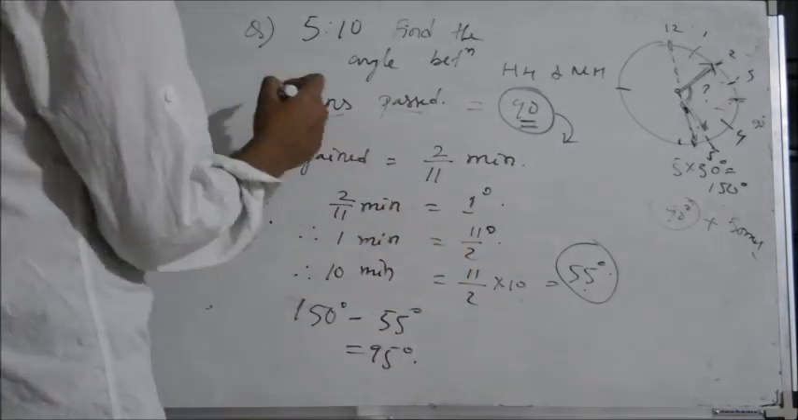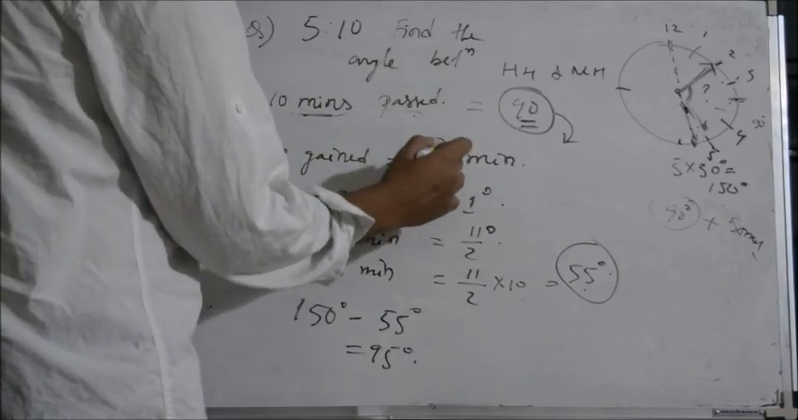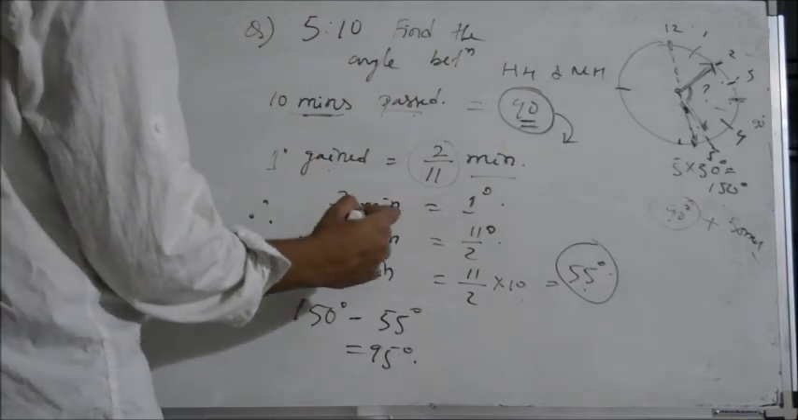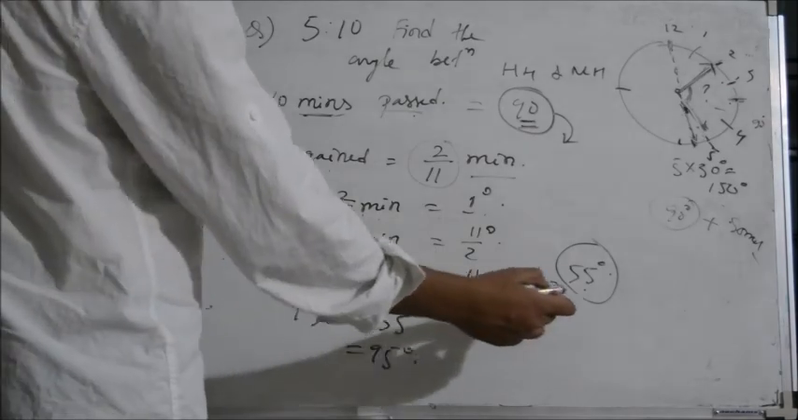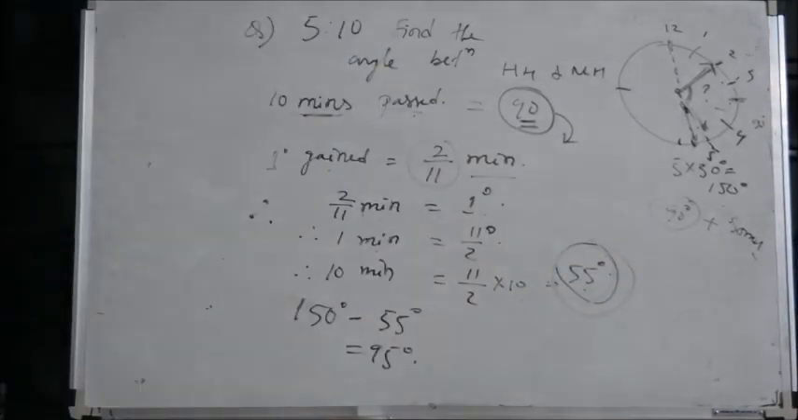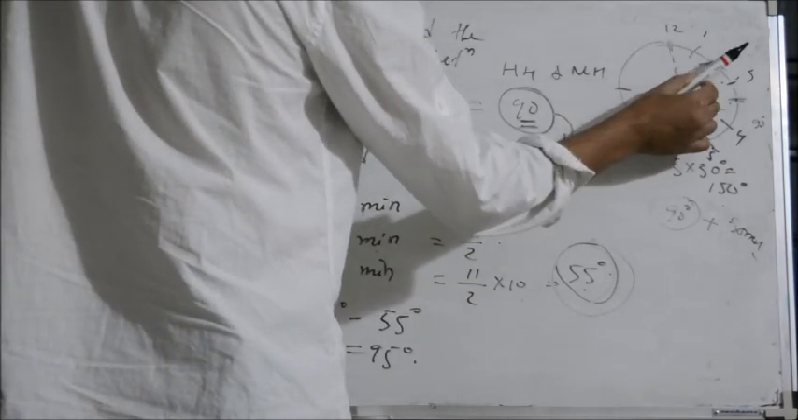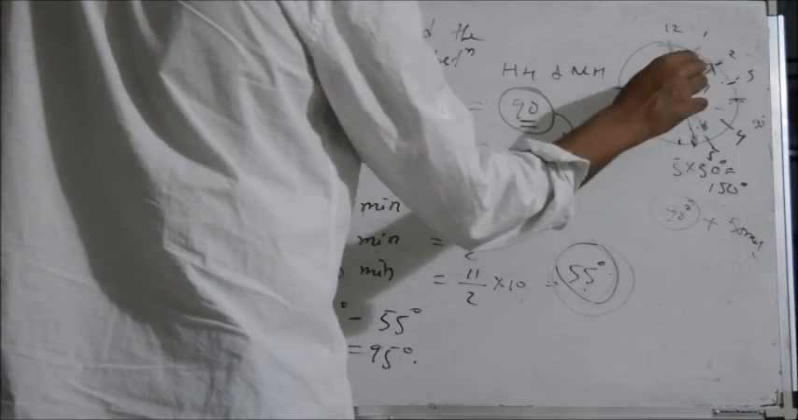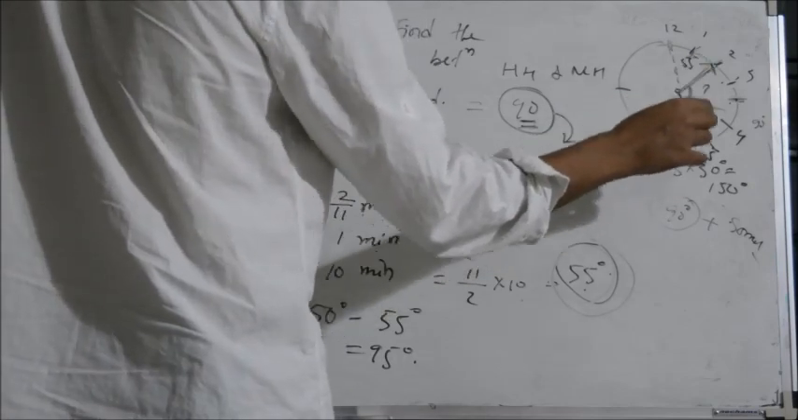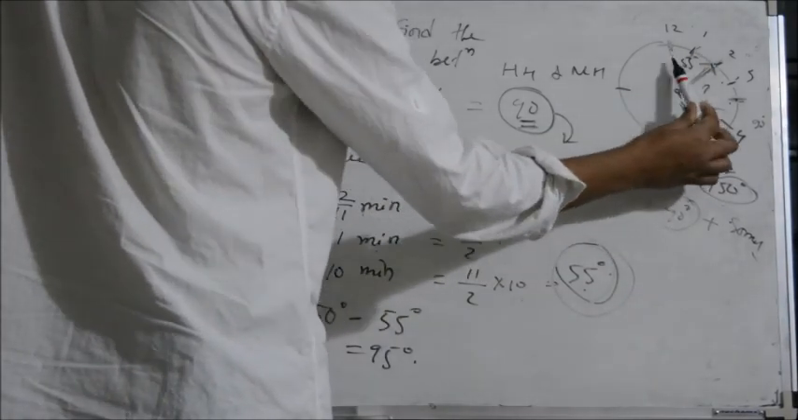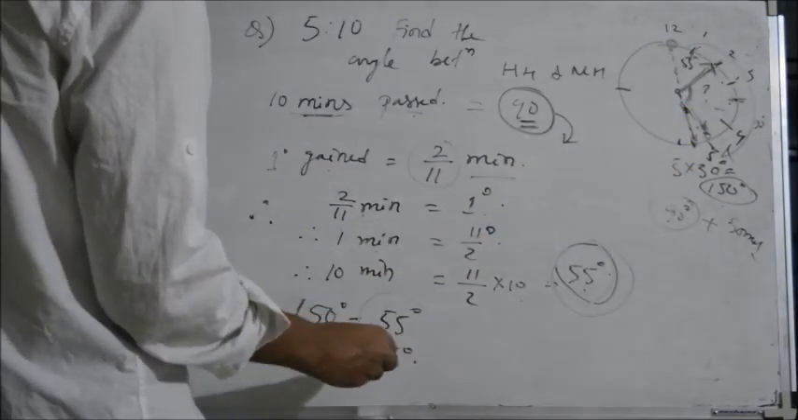So now we know, 10 minutes past, 1 degree gain in 2 by 11 minutes. This is from the previous lessons. Therefore, 2 by 11 minutes is equal to 1 degree. So 1 minute is equal to 11 by 2, and 10 minutes is equal to 55 degrees. So in 10 minutes, how much gain? 55 degrees. This gain from 12 o'clock to 2 o'clock, it should be 60 for us, but it is not 60, it is 55. Now we will subtract this from 150. 150 means the whole, from 12 to 5. Now we will subtract this 55 to get this angle.